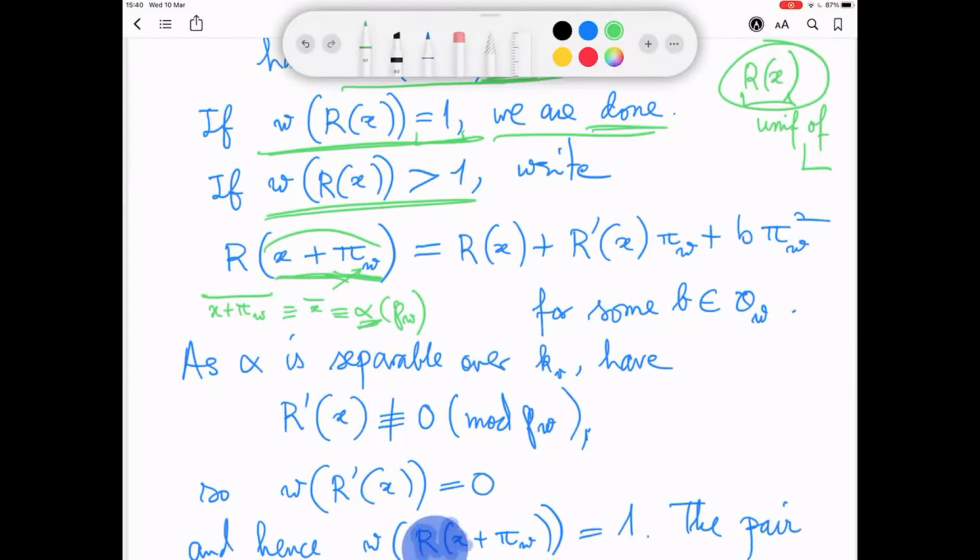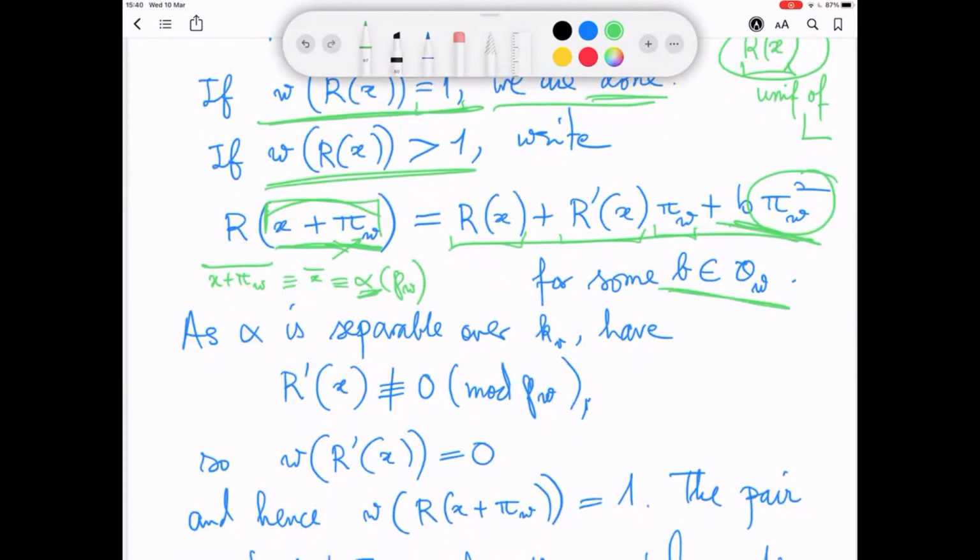What is R(X plus pi_W)? Now remember, we have been using this identity for evaluating a polynomial at a sum of two things. It's the value at the first thing, plus the derivative at the first thing times the second thing, plus some multiple of the square of the second thing. This is something which we used in the proof of Hensel's lemma as well. So there is some b in O_W such that this identity holds: R(X plus pi_W) is equal to R(X) plus R'(X) times pi_W plus b times pi_W squared.